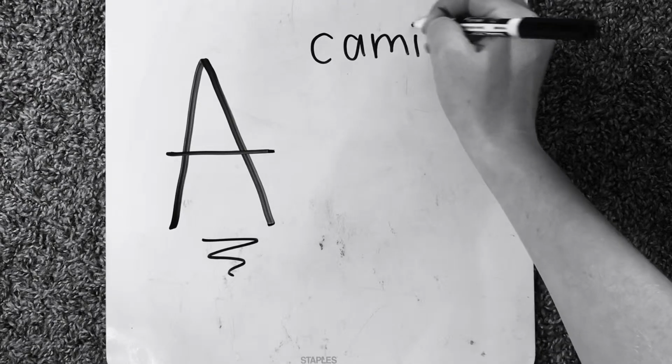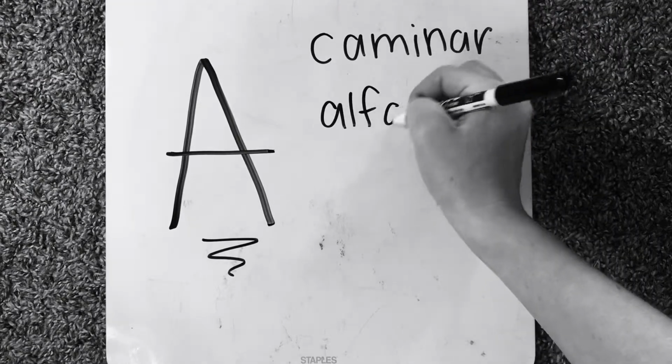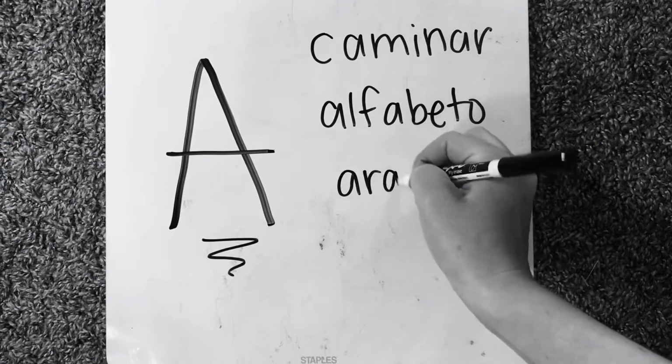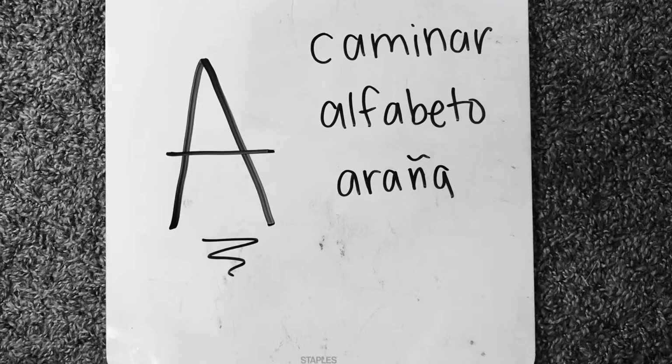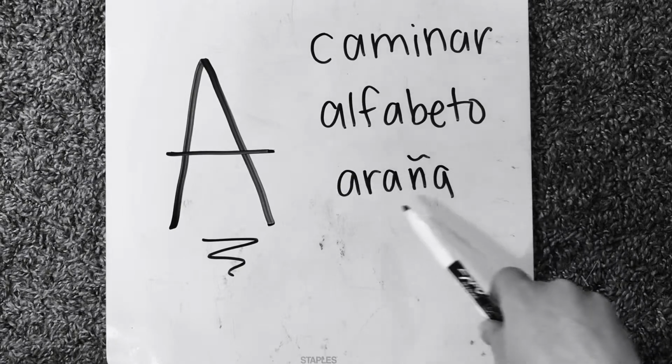Caminar, which means to walk. Alfabeto, which means alphabet. And araña, which means spider. Notice that all of these words have multiple A's in them. Each time the letter A is pronounced exactly the same. Listen again. Caminar, alfabeto, araña.